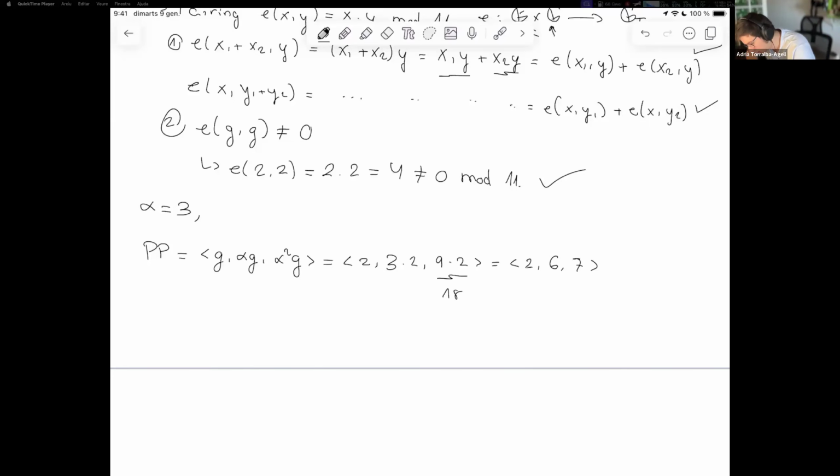So this is G, this is alpha G, and this is alpha square G. Perfect. So we have the public parameters, and we send that to both the prover and the verifier.